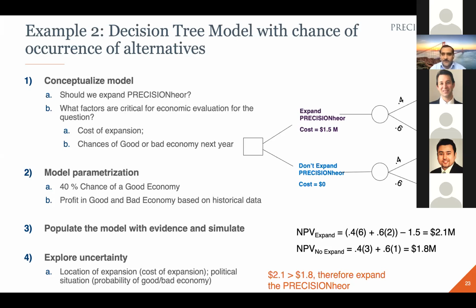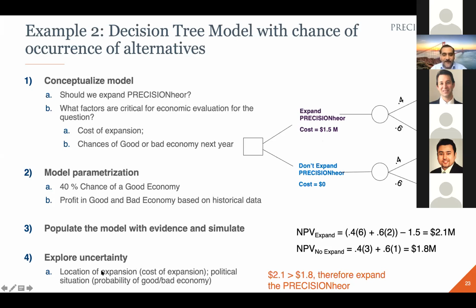And suppose the location of expansion is important, then we are uncertain about the cost of expansion, because it could range from city to city. So 1.5 million will be a range here rather than a single $1.5 million. And then the political situation might affect it. The political situation might impact the probability of a good economy and bad economy, for example.